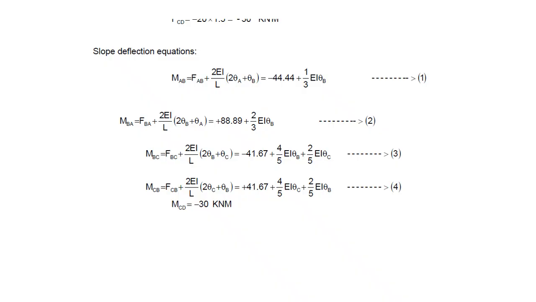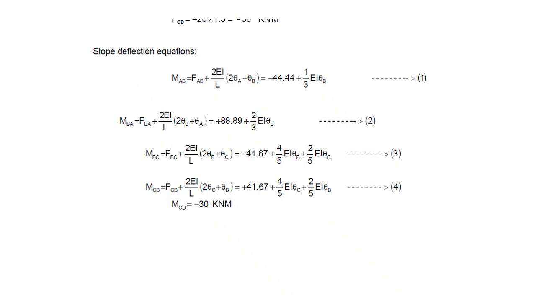MBC equals the fixed end moment followed by the moment due to the joint displacement. So minus 41.67 plus 4 by 5 EI, that is 2EI by L, and for MBC, 2 theta B plus theta C. Theta B and theta C will be there, we have to find the values. On the other side, MCB equals FCB plus 2EI by L, 2 theta C plus theta B.